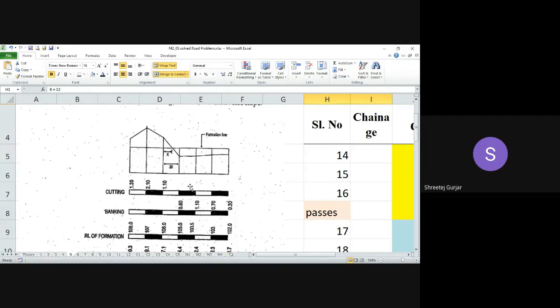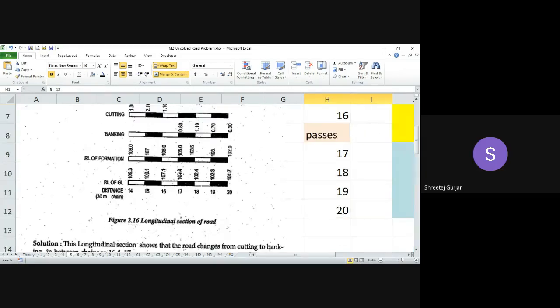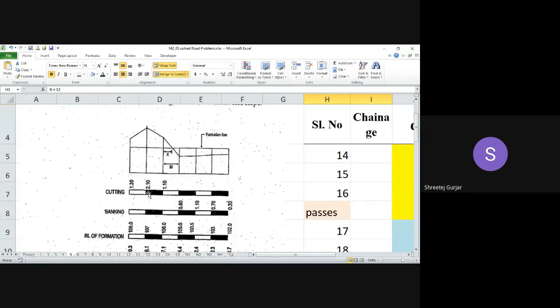Depth D is equal to the RL of formation minus the RL of ground level. They have directly provided these, so we can just subtract and find the depths. Then we need to find x. We know this height and this height, and the distance between each of these lines is 30 meters. So we will use the rule of similar triangles to find this x.